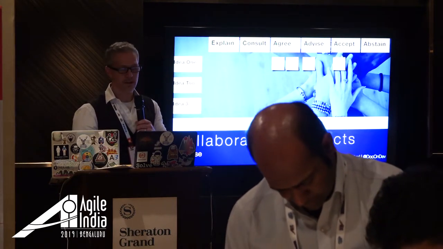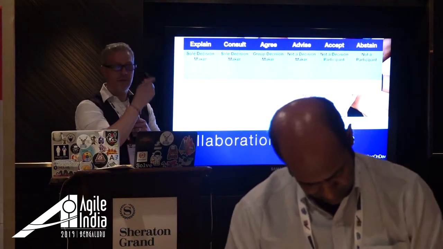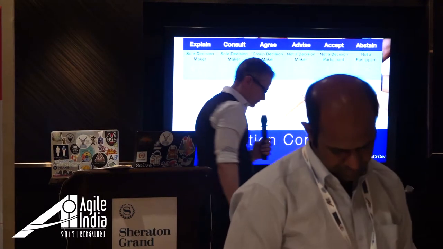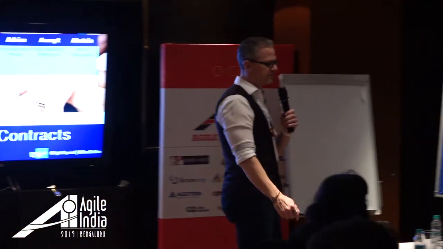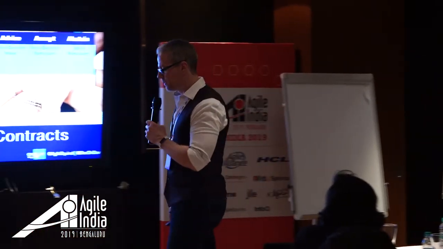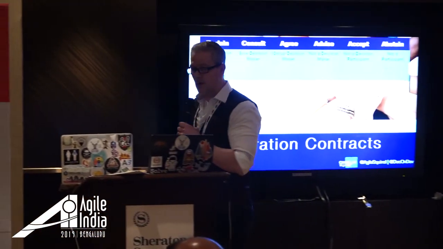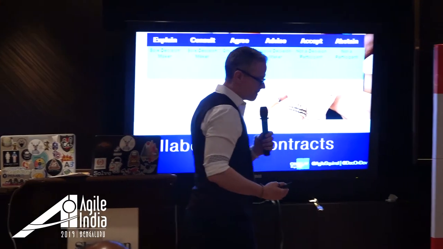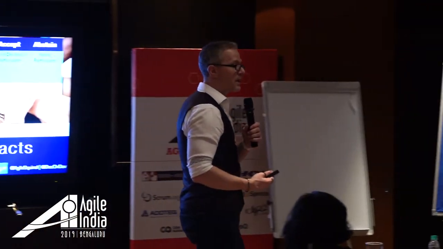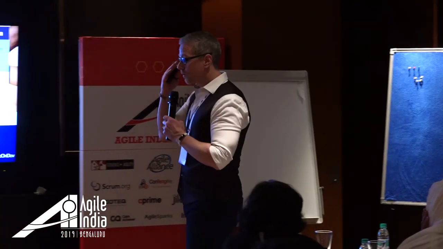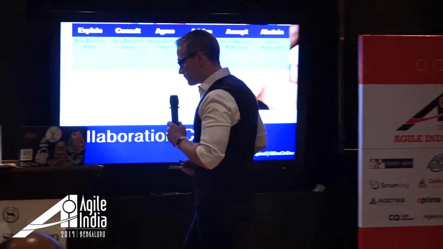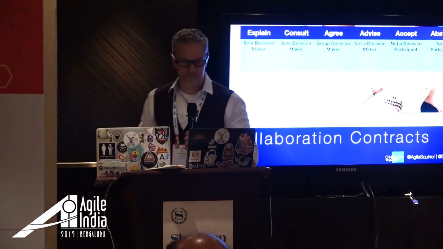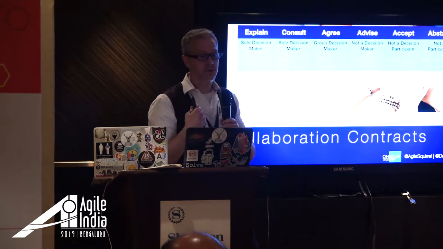So let's take a look at this. You may have already noticed a couple of things as you look at your board. There might be situations you're looking at it going, how is that possible? Well, it might be that it's not possible. One of the things that collaboration contracts reveals for us is conflicts in our expectations of decision making. So we're in this group meeting. We need to make some decisions. I think I'm the sole decision maker because I'm the boss around here and no one knows better than me.